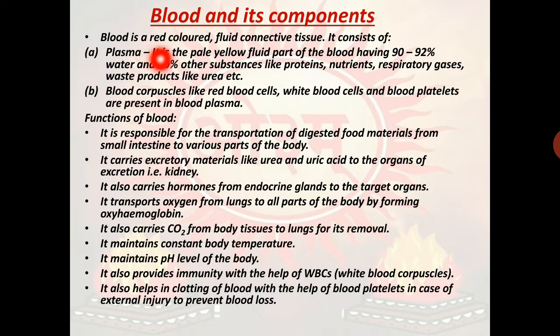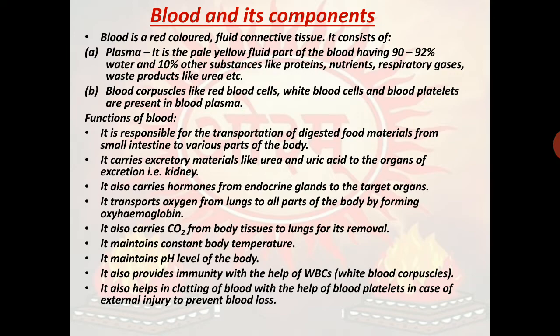Blood is a red colored fluid connective tissue, you all know. It mainly consists of plasma and blood corpuscles. Plasma. It is a pale yellow fluid part of the blood having 90 to 92% water and 10% other substances like proteins, nutrients, respiratory gases like oxygen, carbon dioxide, waste products like urea, uric acid, etc. Second, blood corpuscles. Blood corpuscles like red blood corpuscles, white blood corpuscles, blood platelets are present in the liquid part of the blood, that is blood plasma.